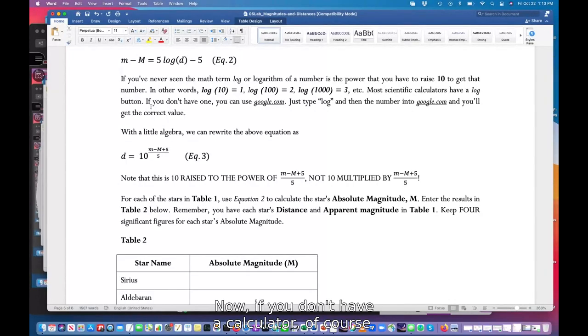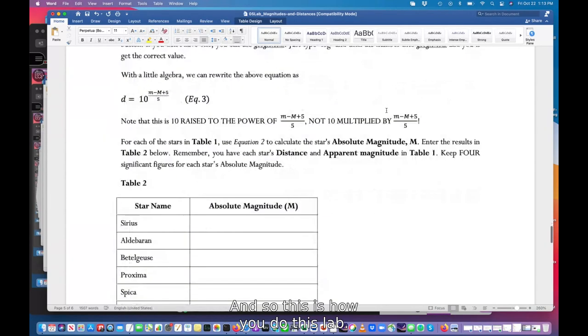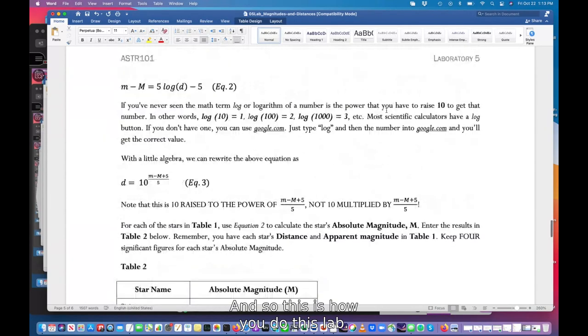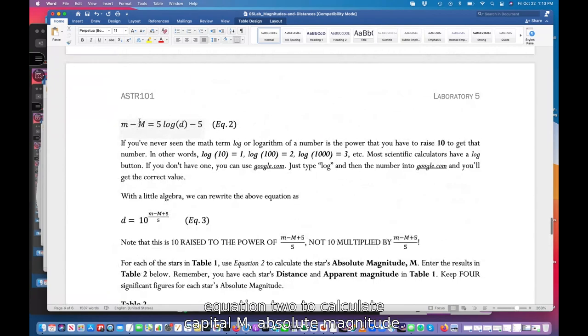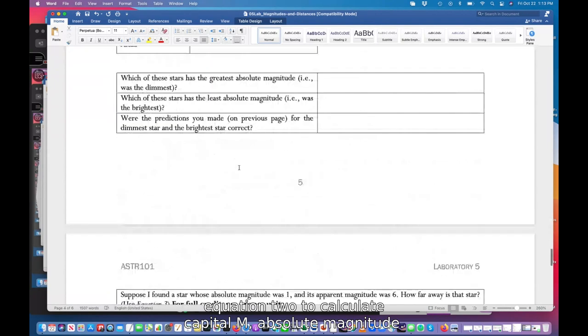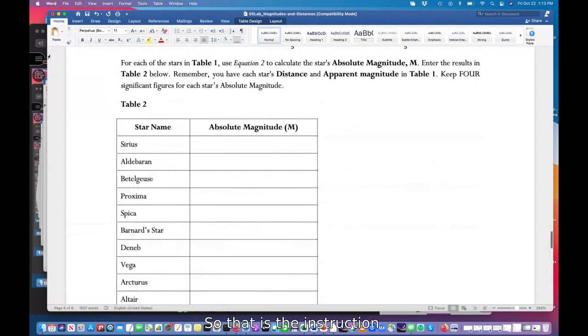log of base 10. Now, if you don't have a calculator, of course, just use google.com, just type log, and then use the online calculator and follow the instruction, right? Right now, the internet is very convenient. And so this is how you do this lab. Figure out, using Stellarium, apparent magnitude, measure parallax. From parallax, get the distance. Once you have that in table 1, follow equation 2 to calculate capital M, absolute magnitude. Okay, so that is the instruction.